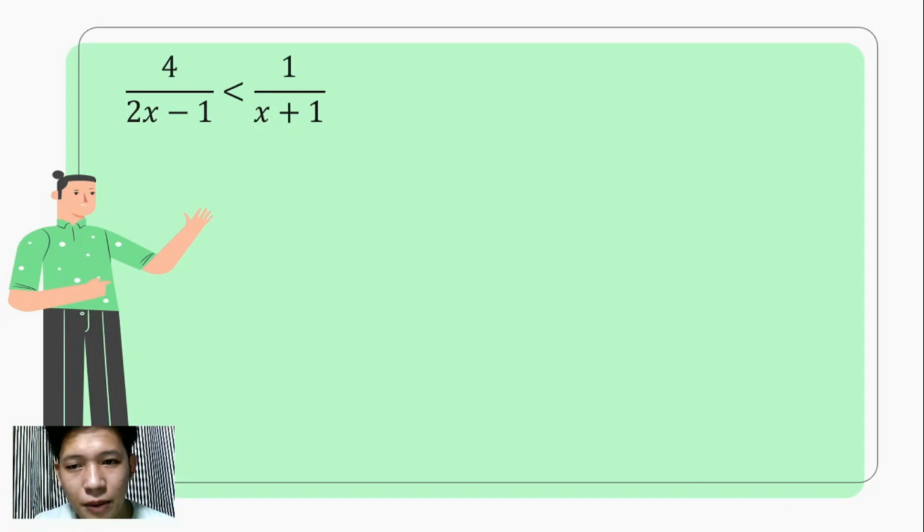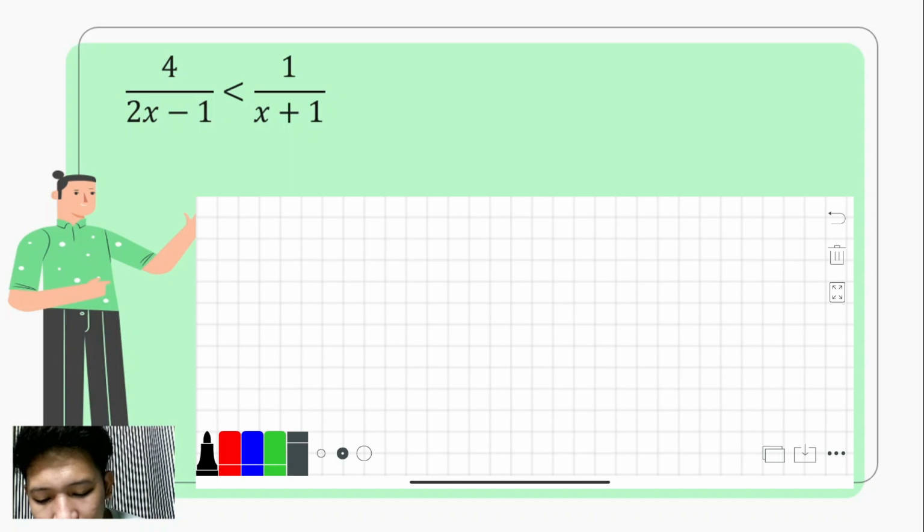Let us proceed with this one. The given rational inequality is 4 over 2x minus 1 is less than 1 over x plus 1. So, rewrite lang natin. We have here 4 over 2x minus 1 is less than 1 over x plus 1.